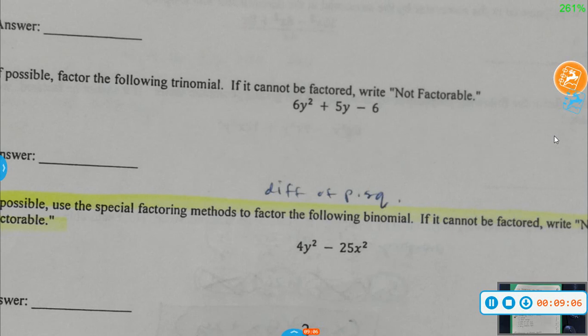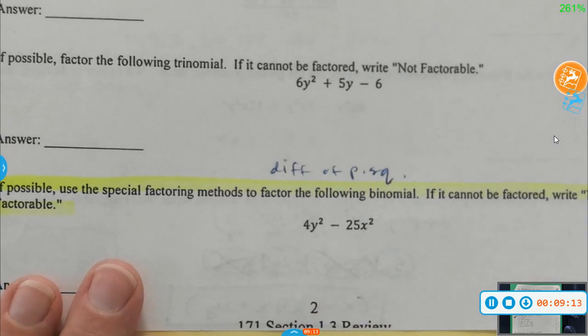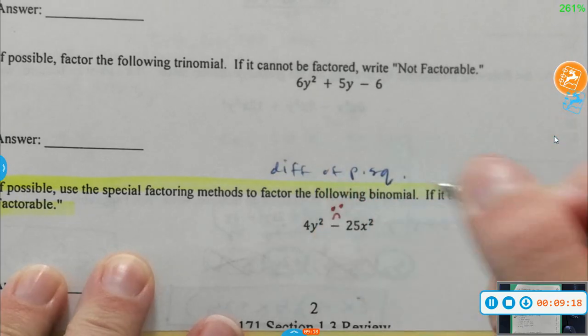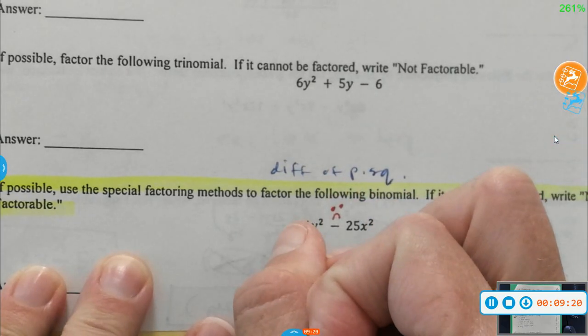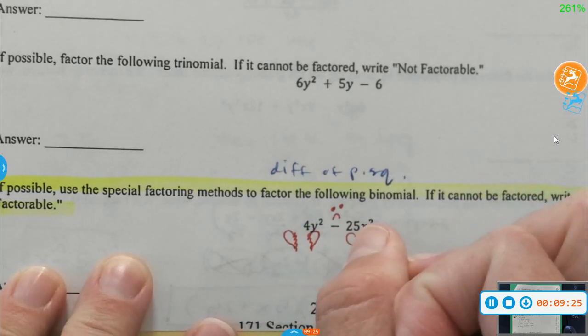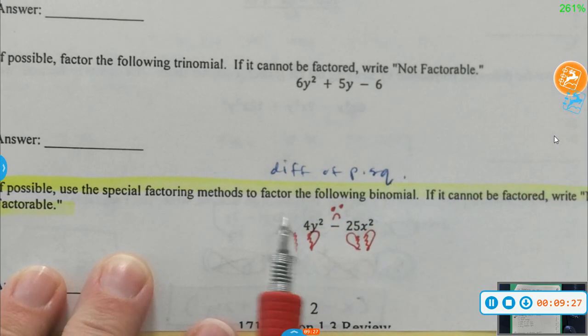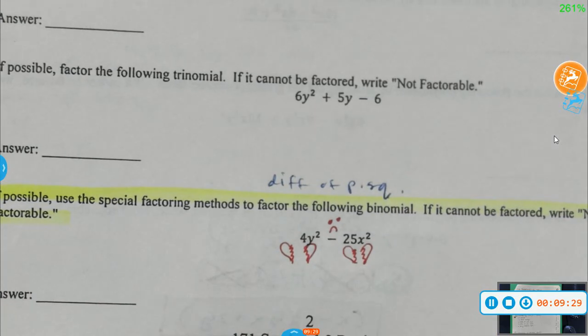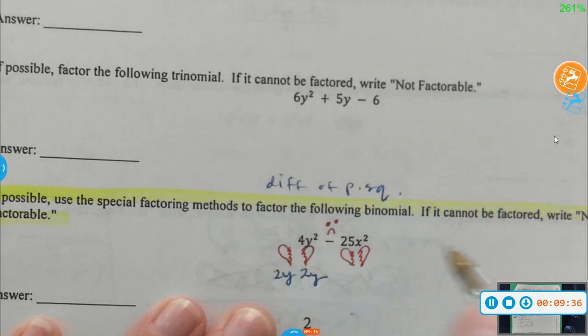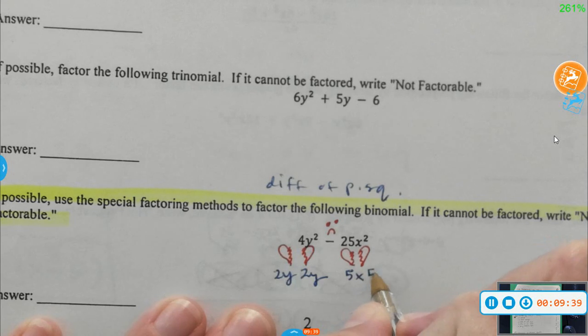Okay, if you look on your perfect square sheet, is 4 on there? Yes. 25? Yes. So these are both perfect squares, and they're definitely having their differences, so we need to break them up. Again, it's like a heartbreak. This one is going to break into 2 parts, and this one's going to break into 2 parts, not 4 parts. A lot of times people will do 2, 2, y, y. That is not correct. So this is going to break up into 2y and 2y, and this is going to break up into 5x and 5x.